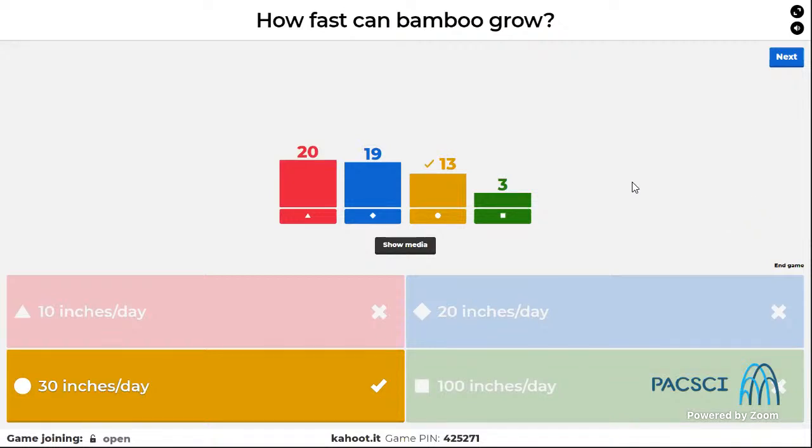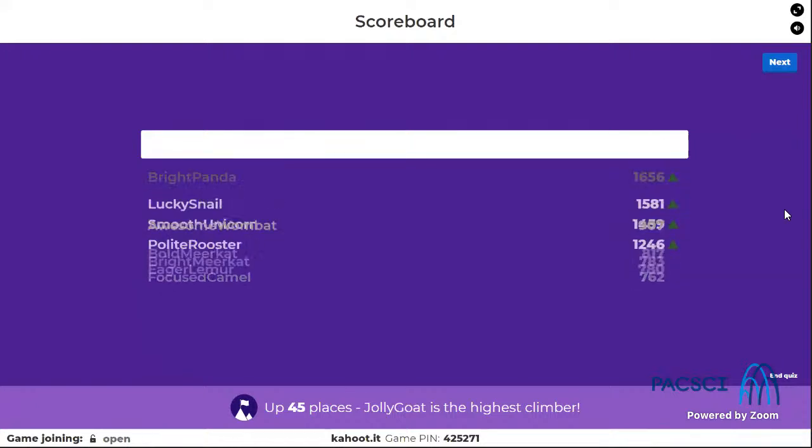All right, we've got just a few more seconds. Great, everybody's in. And the answer is 30 inches a day. Wow, it was a good spread of the answers across all of the answers, but it was actually 30 inches a day. Yeah, that was a tricky one, it looks like. Absolutely. Let's see how we did.